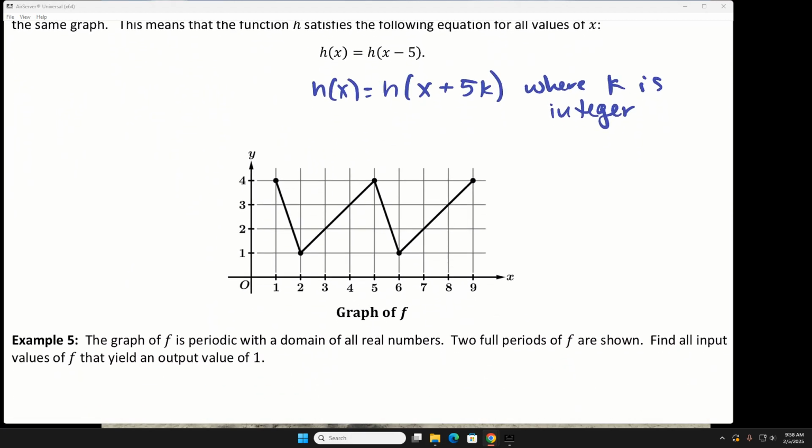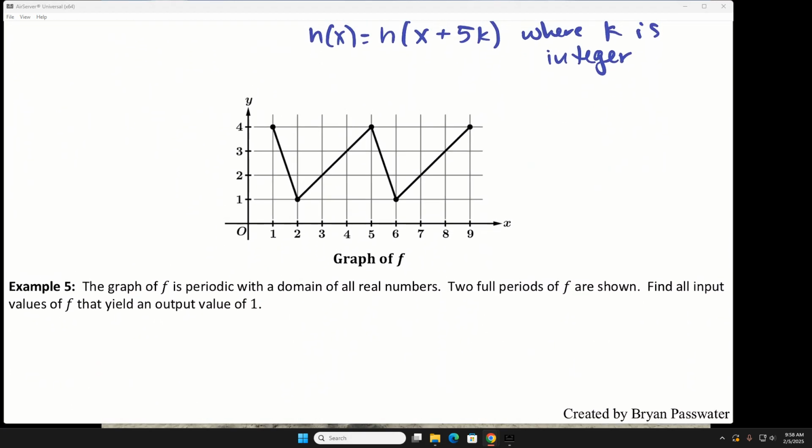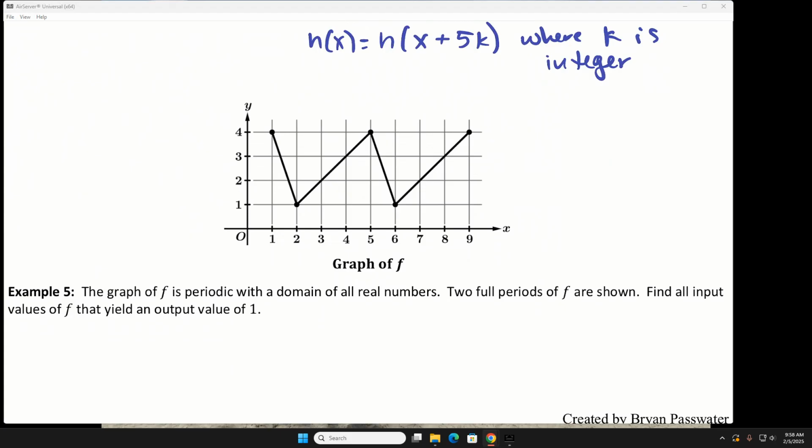All right, and then this very last one: the graph of f is periodic with a domain of all real numbers. 2 full periods of f are shown. Find all the input values of f that yield an output of 1. So what is the period of this function? That is 1 cycle, and that is completed in 4 x units.